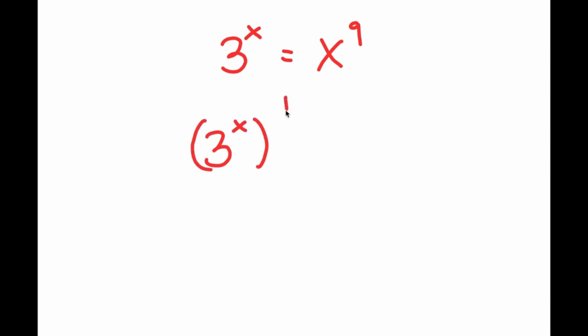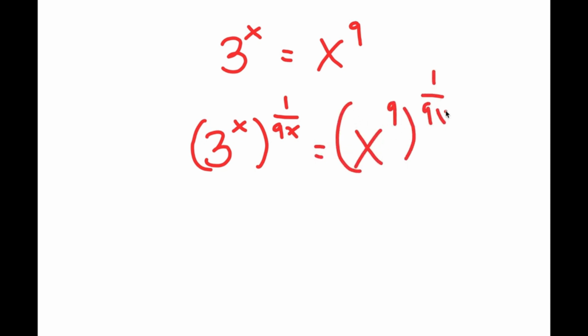Alright, so in this equation, I'm going to be solving 3 to the power of x is equal to x to the power of 9. So, to solve this, what I'm first going to do is take the power of 1 over 9x on both sides. So I get 3 to the power of x to the power of 1 over 9x is equal to x to the power of 9 to the power of 1 over 9x.